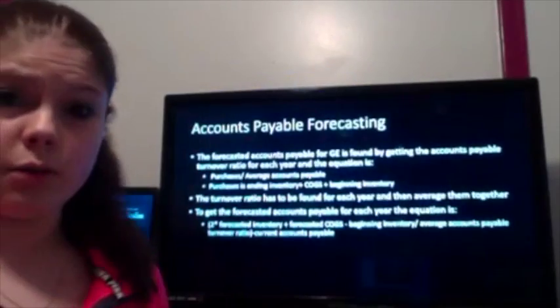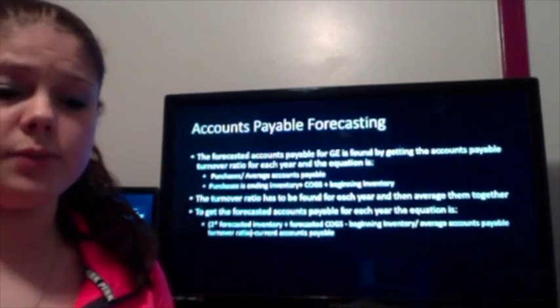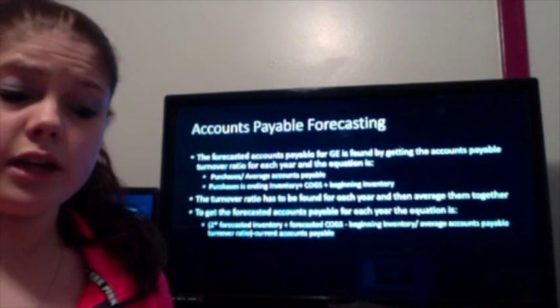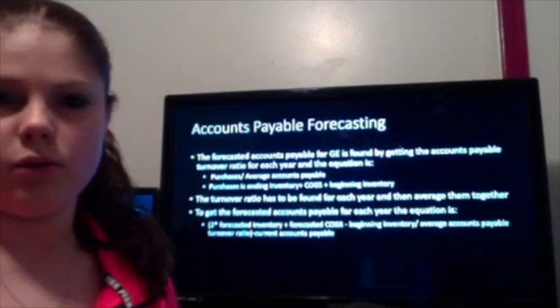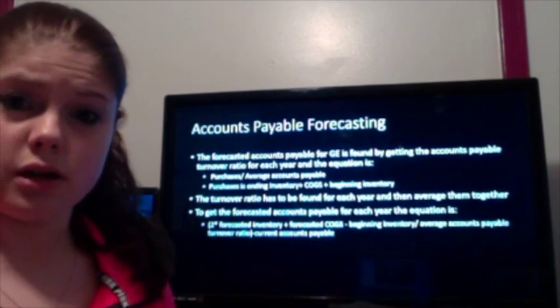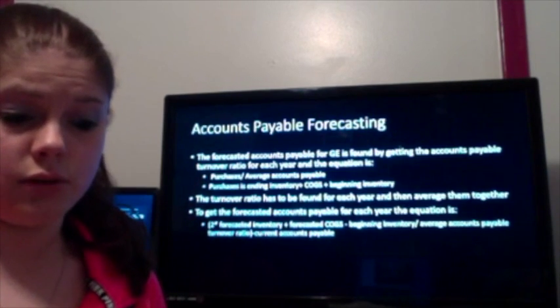We're going to do accounts payable forecasting. To forecast accounts payable for GE, first you do the accounts payable turnover ratio for each year, and the equation for that is purchases divided by average accounts payable, and the purchases equation itself is ending inventory plus cost of goods sold plus beginning inventory.